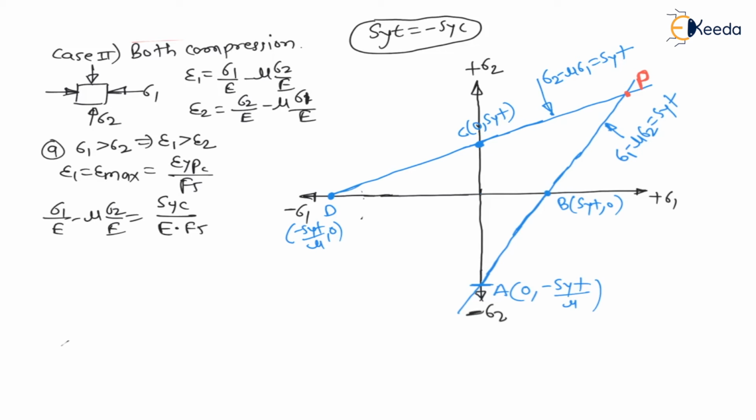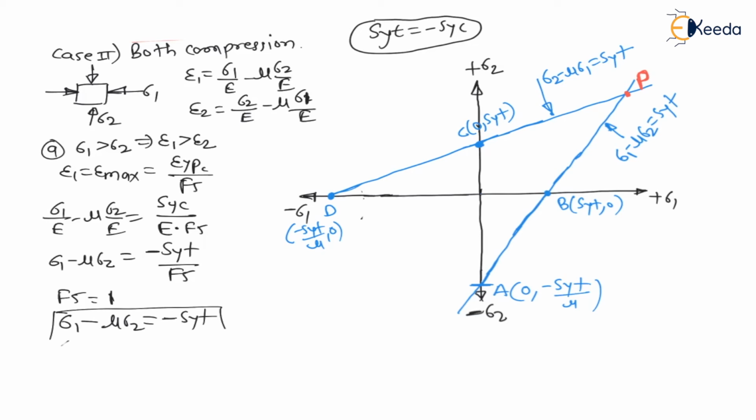Therefore if I simplify this, I will get sigma 1 minus mu sigma 2 is equal to SYC, which is minus SYT, divided by factor of safety. Now if factor of safety is 1, then the equation becomes sigma 1 minus mu sigma 2 is equal to minus SYT. Again this is the equation of a line, therefore again for satisfying this equation we have to plot 2 points.